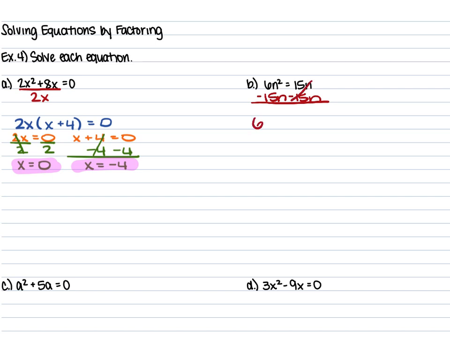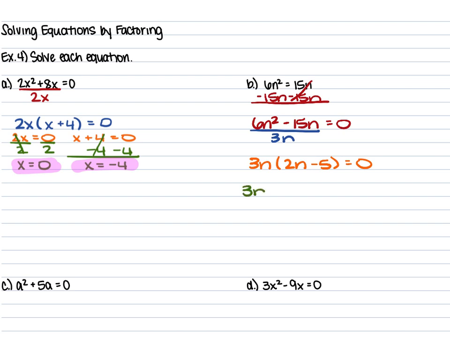This is going to give us 6n squared minus 15n is equal to 0. From here, that 6n squared and that 15n are both divisible by 3n, so we're going to factor out the 3n. So 3n times whatever's left over is equal to 0. The 6n squared divided by 3n is 2n, and negative 15n divided by 3n is negative 5. So 3n times 2n minus 5 is equal to 0.